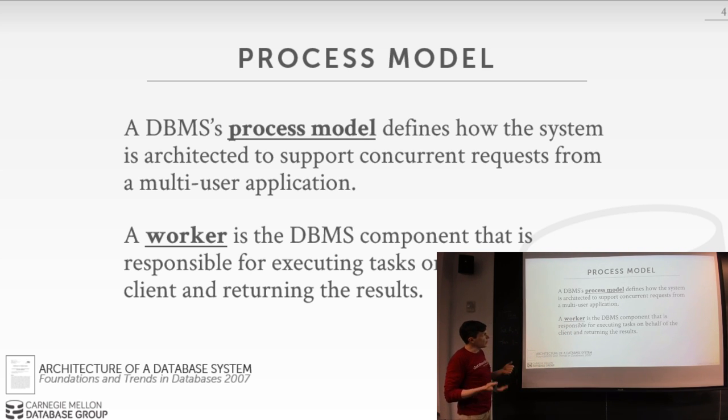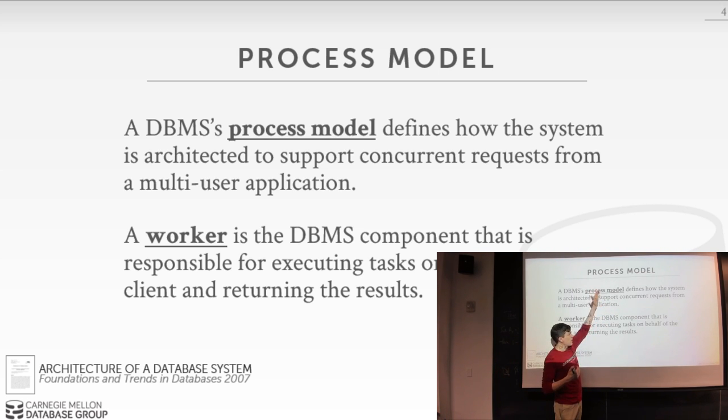The process model defines how the system is going to be built so that we can handle concurrent requests from multiple users at the same time. It doesn't necessarily have to be multiple users. It could be a single request that we split up into different tasks and run in parallel. But the high-level idea is the same.